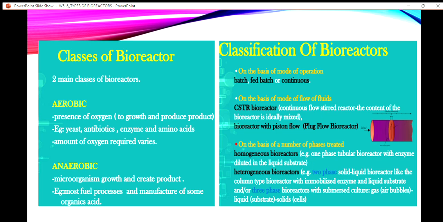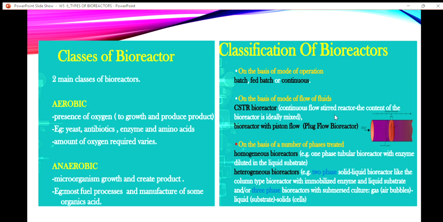Okay, so basically the mode of flow of fluids is also different. One is a continuous flow or ideally mixed process. Another one uses piston flow, which is the plug flow bioreactor.